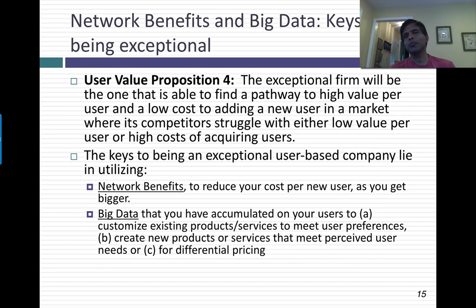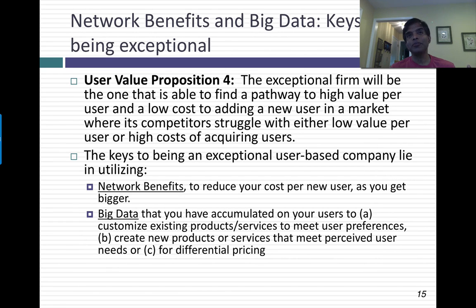If you have networking benefits, here's what I hear from a valuation perspective. Your cost of adding a new user decreases as you get bigger. So if you're a company with big networking benefits, you can actually push down your cost of acquiring new users much lower than your competition. If you add to that big data, data you're collecting from your existing users that you can use to sell them more stuff, create products and services that are better for them, you can increase your value per user.